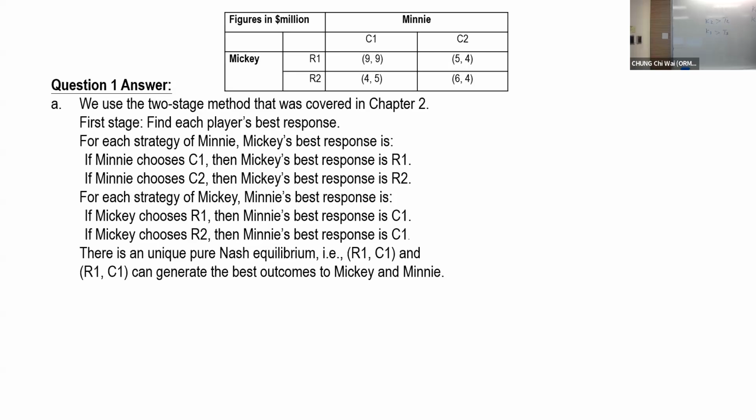So for Minnie, C2 is a dominated strategy. In order to obtain the best payoff, Minnie should not choose C2. Since we know that Minnie does not choose C2 here, can we take this column away?